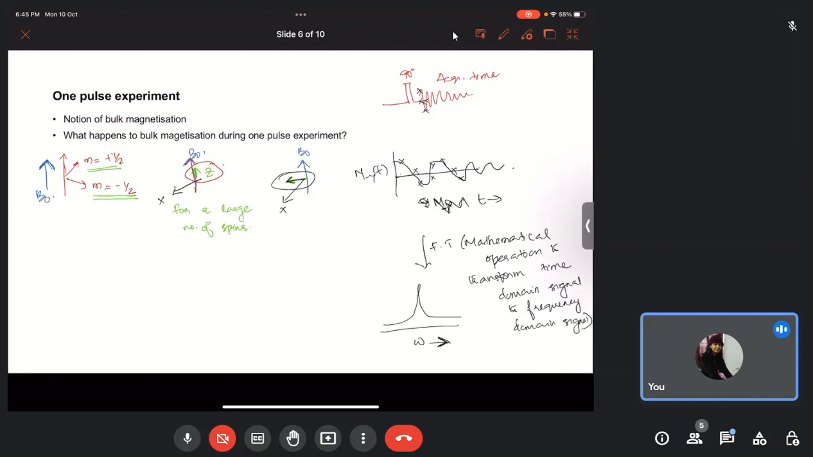Okay, so this is how, in general, a one pulse experiment looks. We have already seen how a bulk magnetization is generated. Nuclear spin can have two different orientations. A nucleus with the angular momentum quantum number 1/2 can have two different orientations, a spin with m equal to plus 1/2 and m equal to minus 1/2.